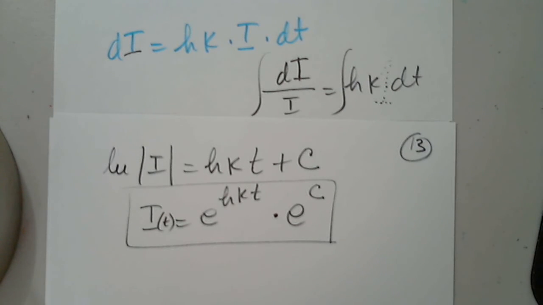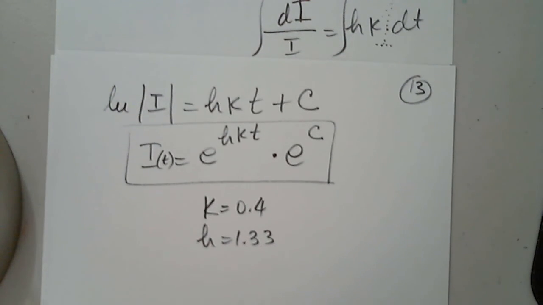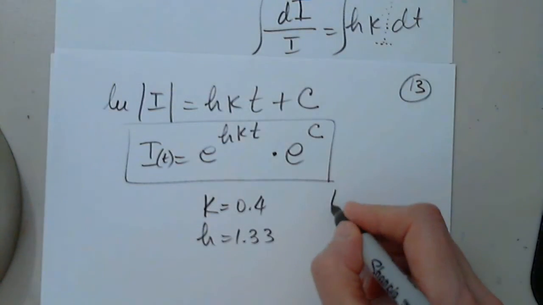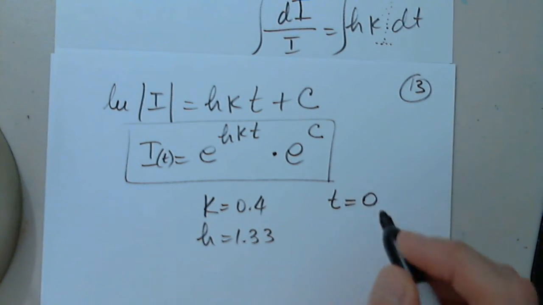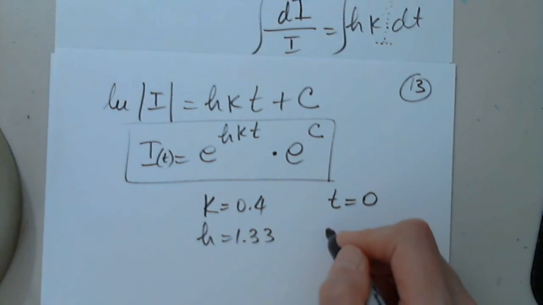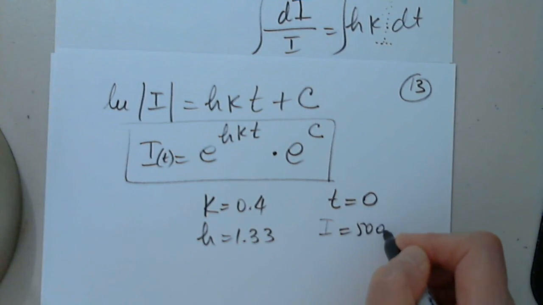Okay, rewrite the solution using k equals 0.4 and h equals 1.33 and an initial investment of, so when time equals 0, that's what initial investment means, I equals 500,000.